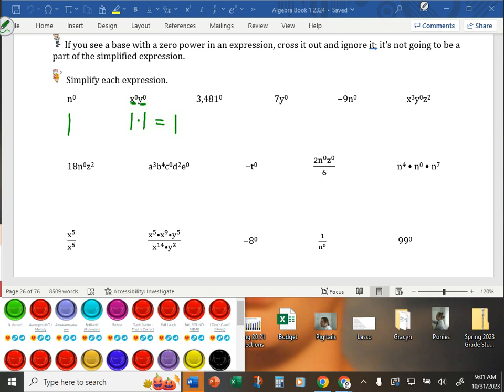3,481 to the 0 power. 1. 3,481 is a base. The power is attached to it. It is equal to 1.